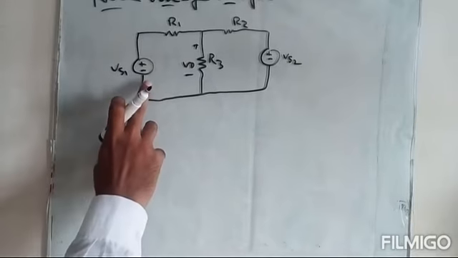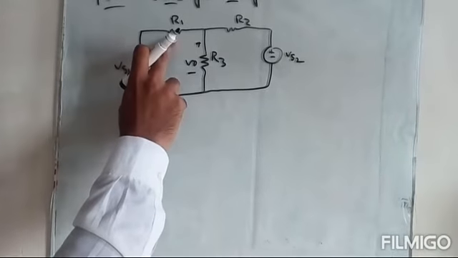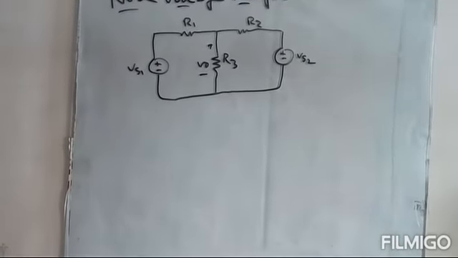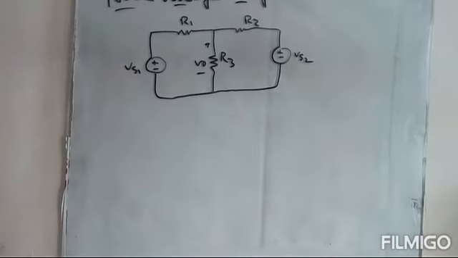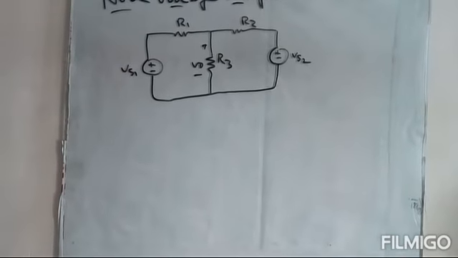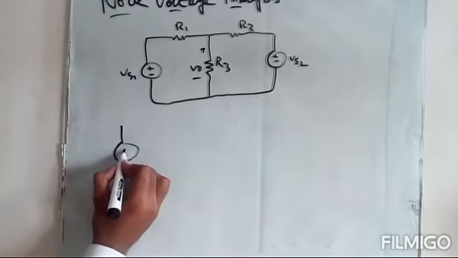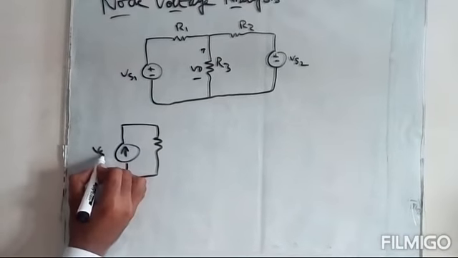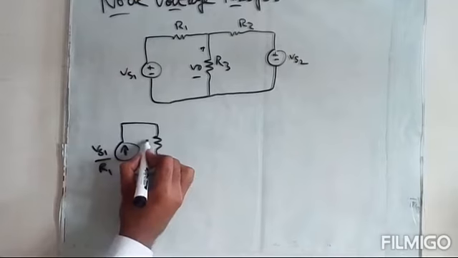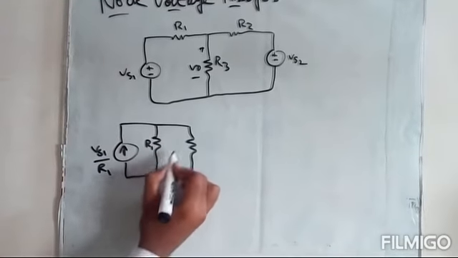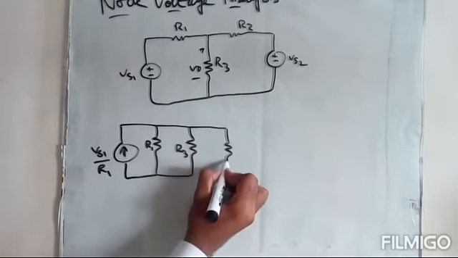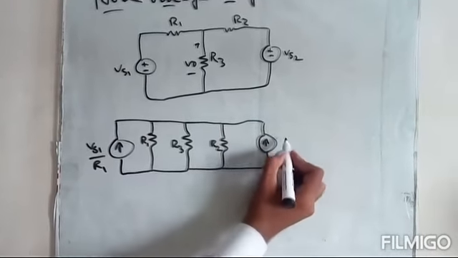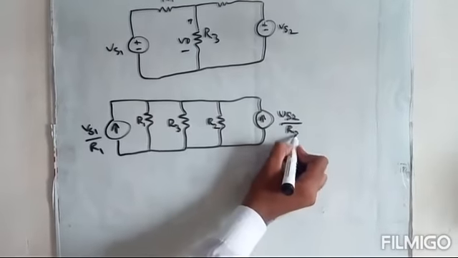Either we can use source transformation, because this voltage source has a series resistance and this voltage source also has a series resistance. So we will solve it by both methods and we will see that the answer will be same. So how can this source transformation be done? This is a current source and this resistance will be in parallel. Value of this current source will be Vs1 over R1. This is R1. R3 will remain same as it is, and R2 will be in parallel to this current source, and the value of this current source will be Vs2 divided by R2.